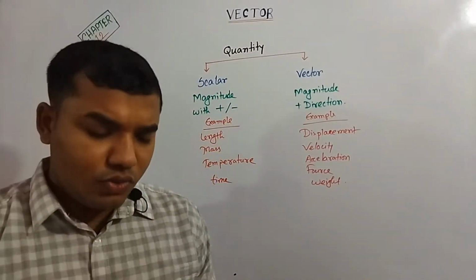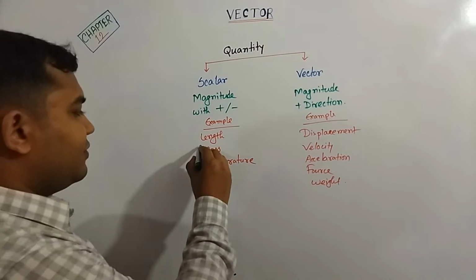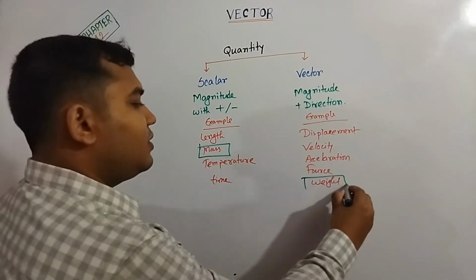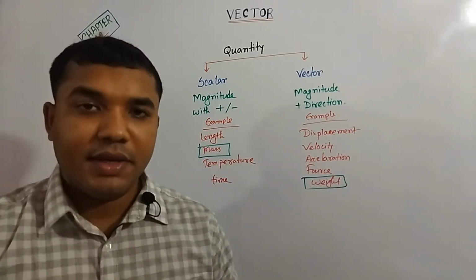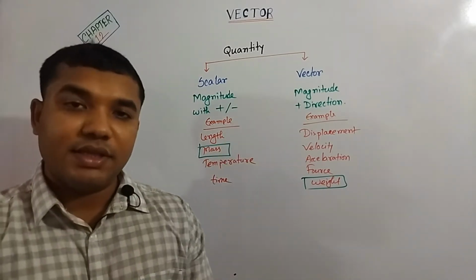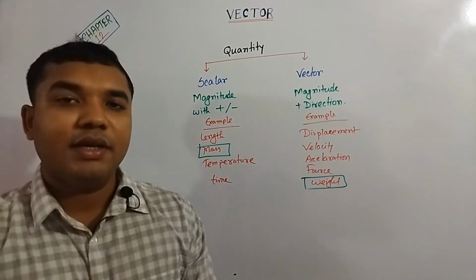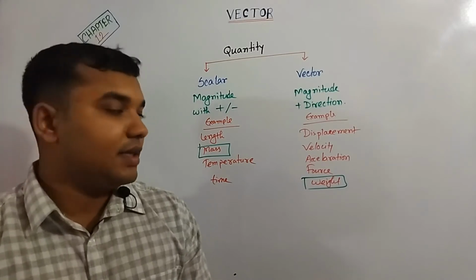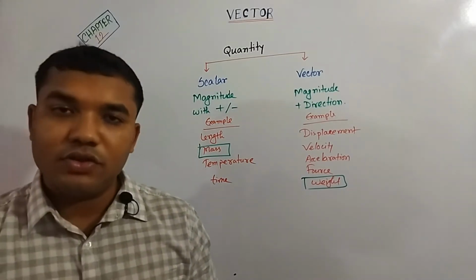Maybe here two things have been problematic to you, that is mass and weight. My dear students, it's really true that mass is scalar, but in the case of weight you need the direction. It is actually a vector quantity.